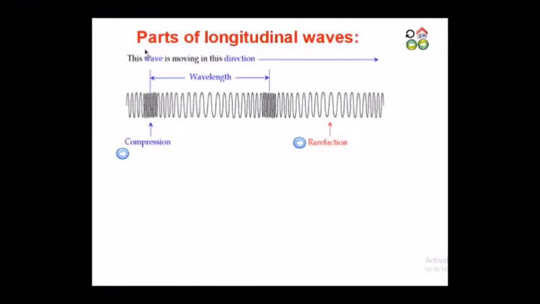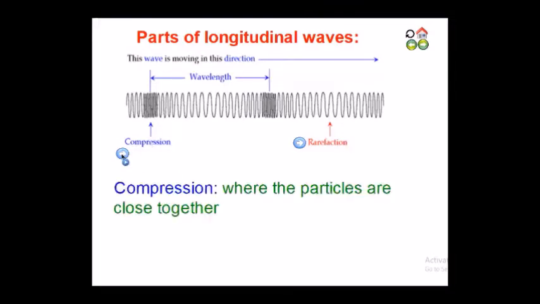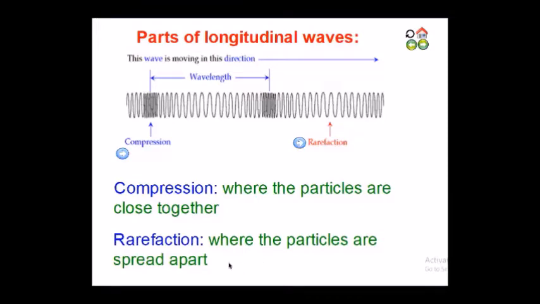In a longitudinal wave, it is a little different. So this wave is traveling in this direction. A wavelength is from here to here. Here we have a compression, and here we have a rarefaction. A compression is where the parts or the particles are close together, and the rarefaction is where the particles are spread apart.